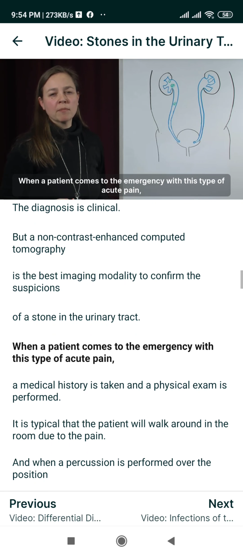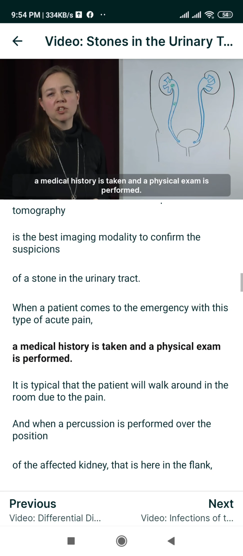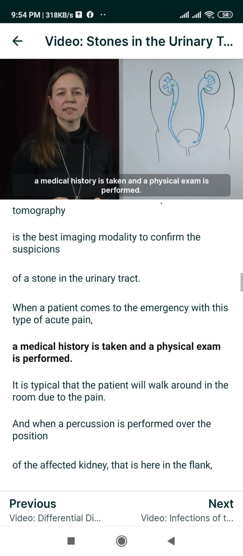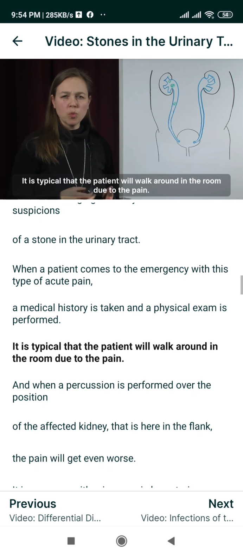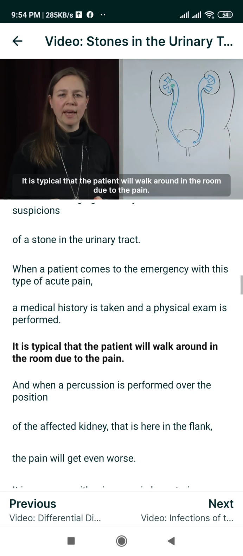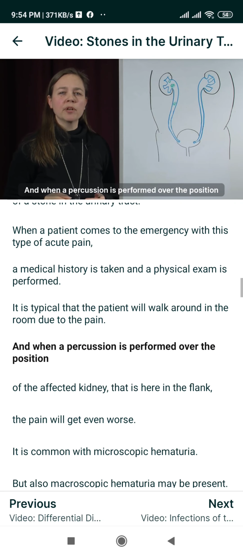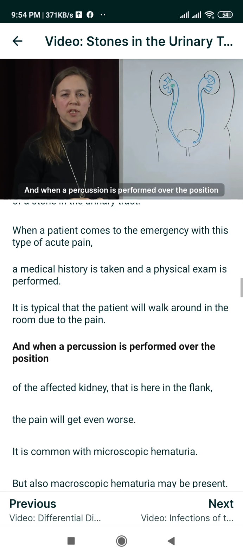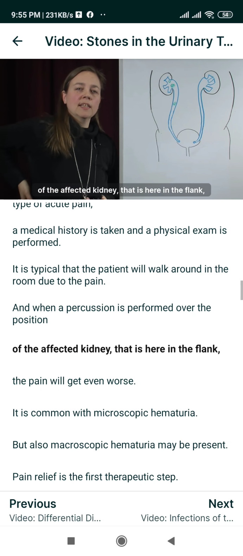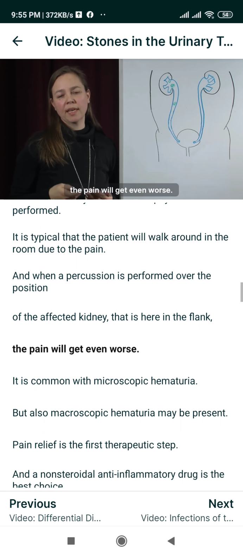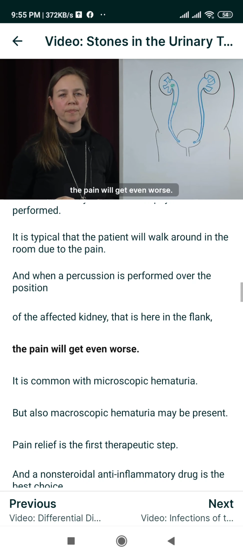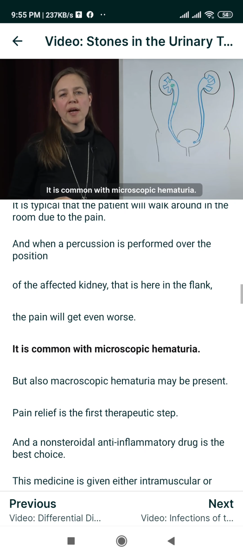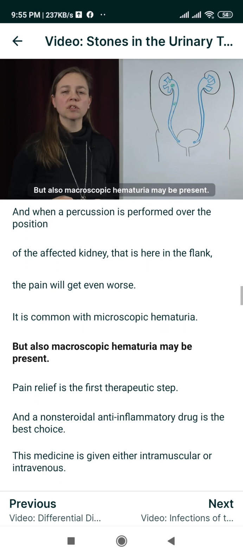When a patient comes to the emergency with this type of acute pain, a medical history is taken and a physical exam is performed. It is typical that the patient will walk around in the room due to the pain, and when a percussion is performed over the position of the affected kidney, that is, here in the flank, the pain will get even worse. It is common with microscopic hematuria, but also macroscopic hematuria may be present.